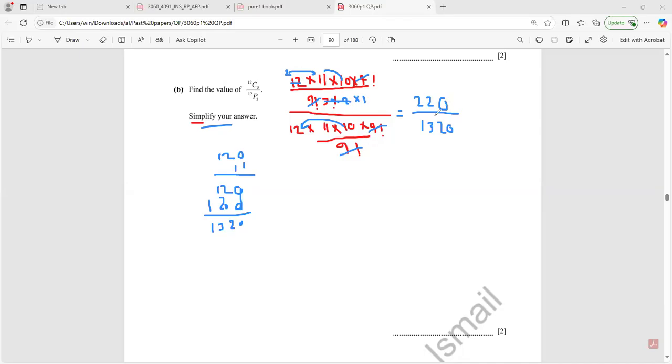So we're going to cancel these zeros. Then 22 over 132, dividing by 11, it's 2 over 12. And 2 out of 12, we can also simplify by 2. It is 1 over 6. And the final answer is 1 out of 6. Done. Let's see the next.